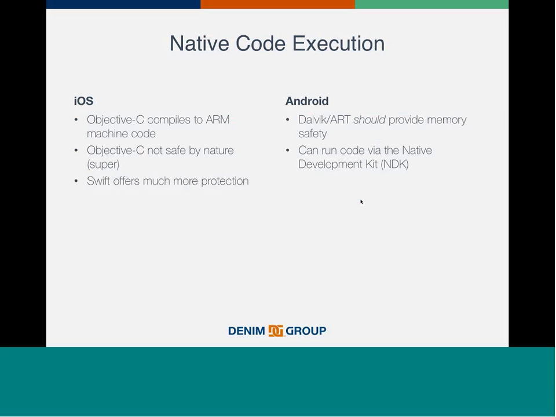For native code execution in iOS, there's much greater access, and much more frequent situations where you might have mistakes where you can run native code. Typically an iOS application is going to be written in Objective-C that gets compiled down to ARM machine code, and Objective-C is not safe by nature, right? It is a superset of the C language.